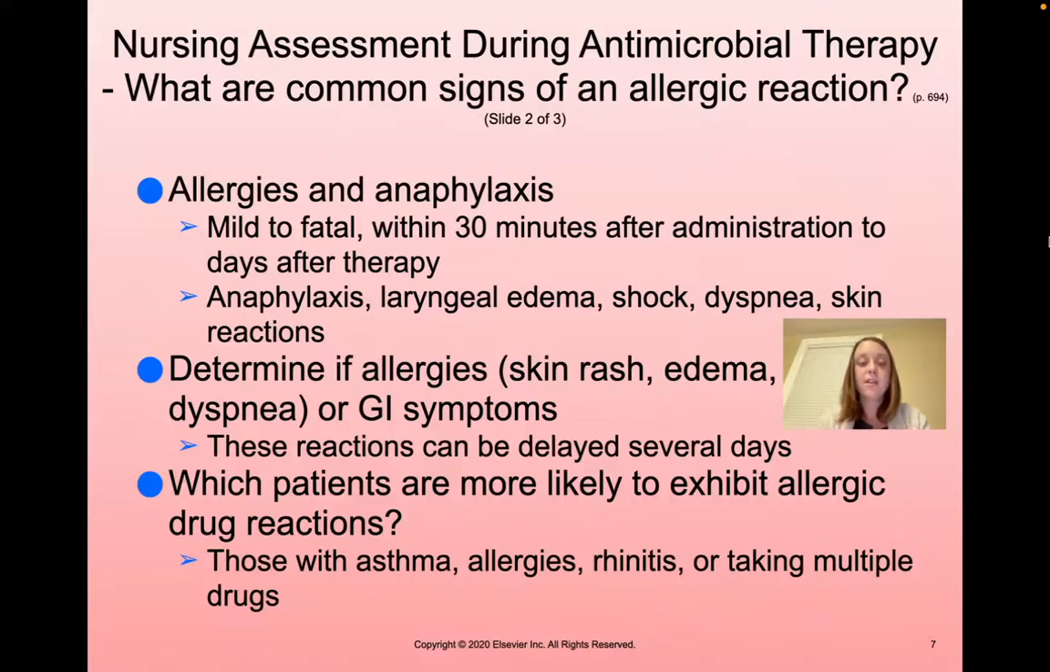And the patients that are most likely to exhibit an allergic drug reaction are those patients who have an increased risk for allergies in general. So, patients with asthma, with allergies, rhinitis, or patients taking multiple drugs because they could experience cross reactivity among the drugs.